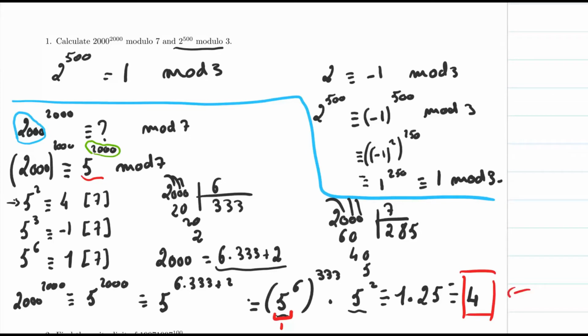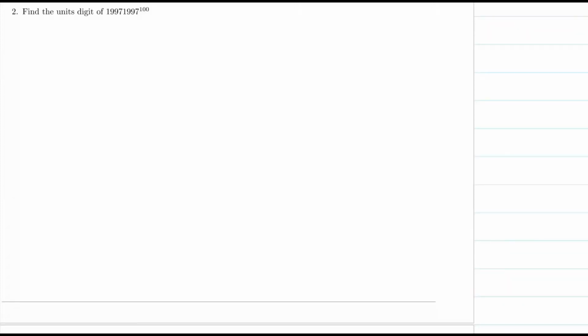So here you should realize and appreciate the fact that even if these numbers are huge, computing them modulo the number 7 or 3 turns out to be easy, we can do it by hand. This problem is easy from a computational point of view, and we'll see later its applications. Following example. Find the units digit of this big number raised to the power 100.